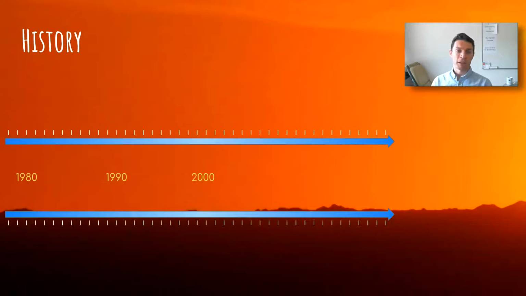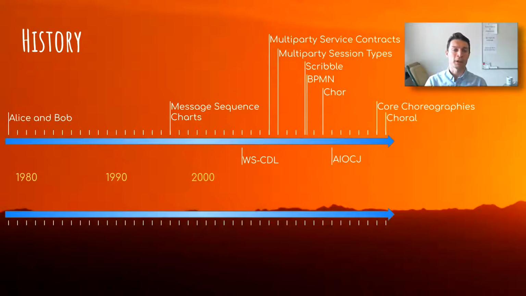Historically, choreographic and multi-tier languages have evolved separately for a long time. Examples of choreographies could already be seen in the late 70s for security protocols. The idea was then later picked up for things like specification languages, web services, and business processes. Scientifically, choreographies have been nurtured by the communities of process calculi and communicating automata.